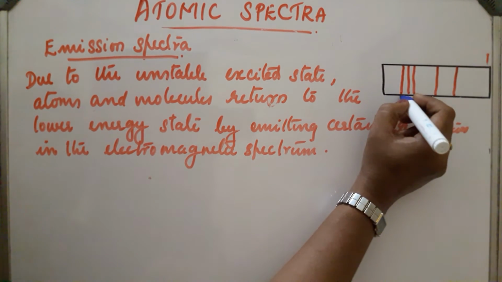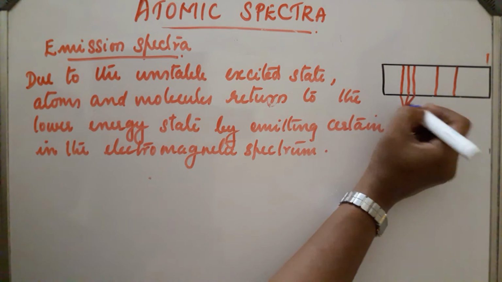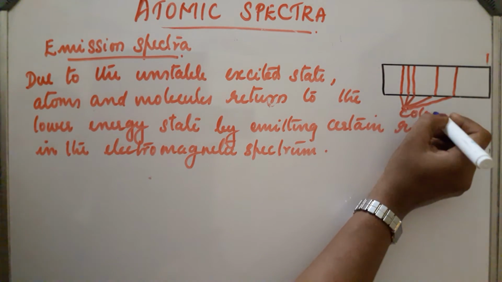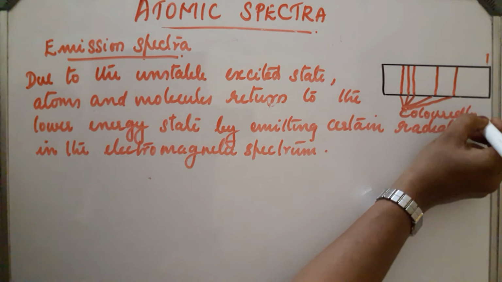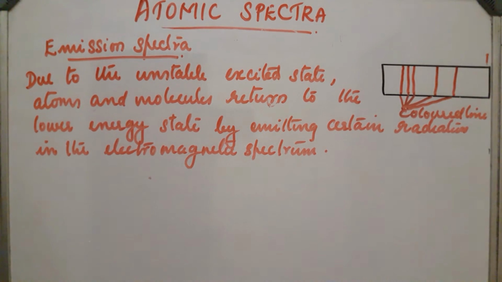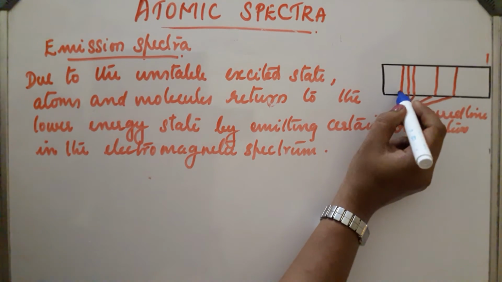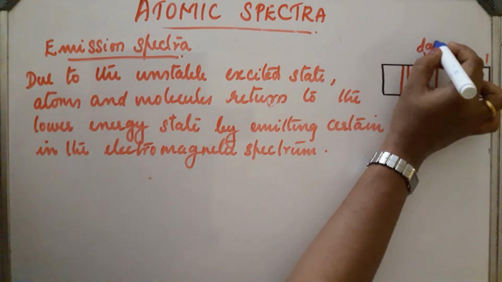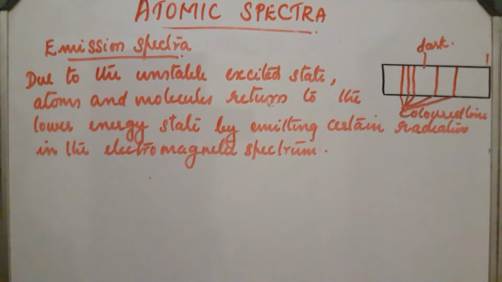Okay, so these different lines show the colored bands, colored lines like red, blue, etc. Different colored lines are obtained. All the spaces between these colored lines are dark space, dark in color, and these lines are bright colored lines. Such a spectrum is obtained due to this. This spectrum is known as emission spectrum.